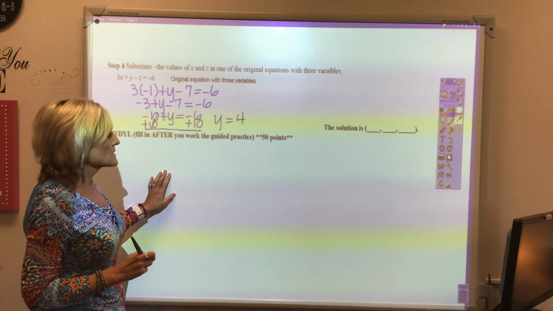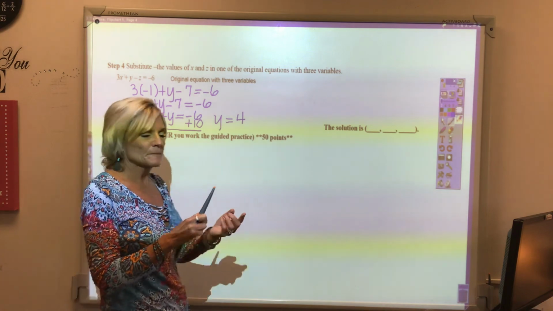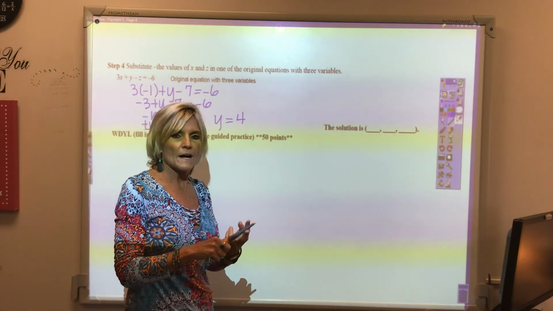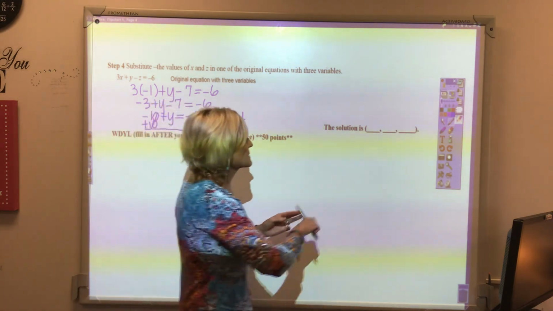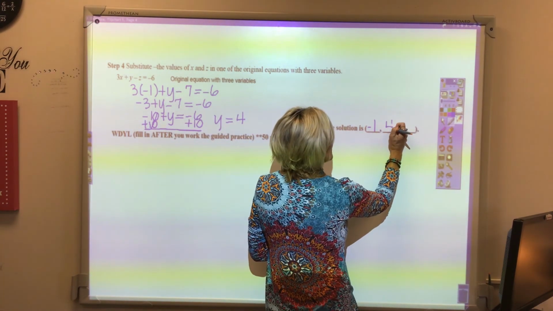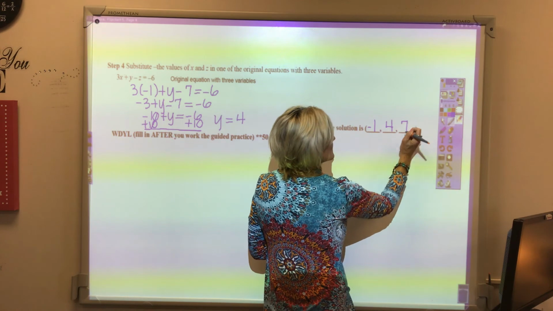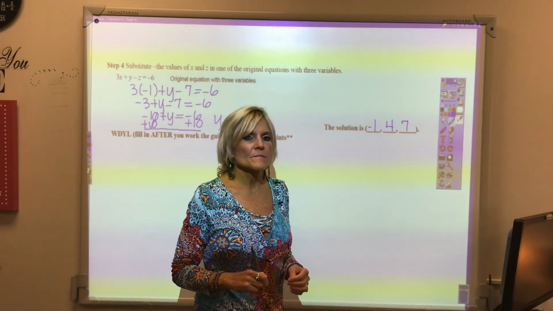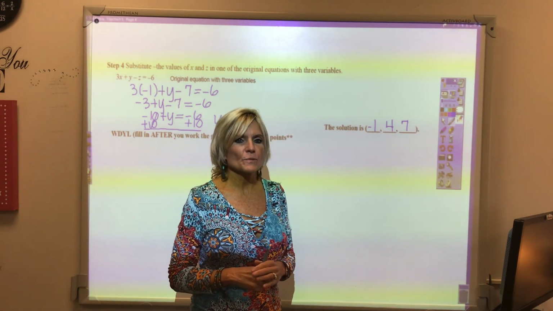So the way you write your answer is alphabetically. X, then y, and then z. X was negative 1, y is 4, and z is 7. That's how you solve a system of equations in 3 variables.